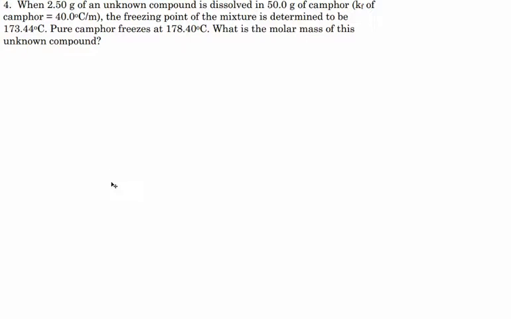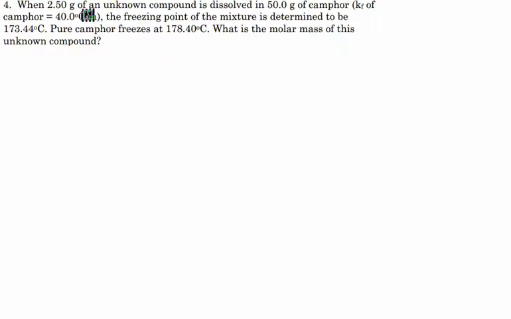All right, so this is about as beastly of a colligative property problem as we can give you. We have 2.5 grams of an unknown compound dissolved in 50 grams of camphor, where the Kf of camphor is 40.0 degrees Celsius per mol. The freezing point of the mixture is determined to be 173.44 degrees Celsius. Pure camphor freezes at 178.40 degrees Celsius. So we want to know the molar mass of this unknown compound.